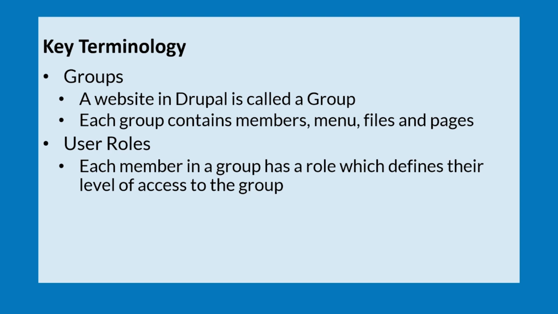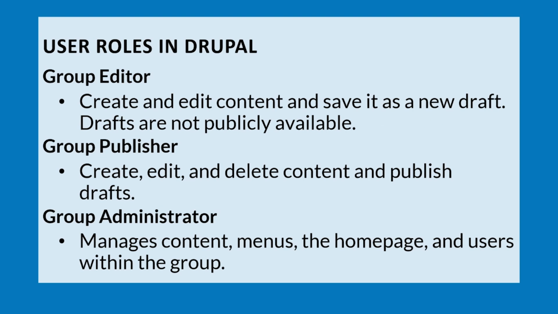Now let's look at the different user roles that we have in Drupal. We have three user roles. The first is group editor, second is a group publisher, and finally the third one is group administrator. So let's look at group editor first. Any user under this role can create and edit content and save it as a new draft. But keep in mind that these drafts are not publicly available. Coming to group publisher, they have all the access that a group editor has. Additionally, they can publish drafts.